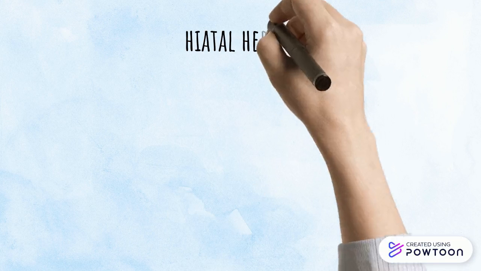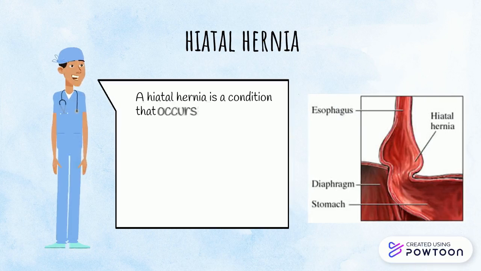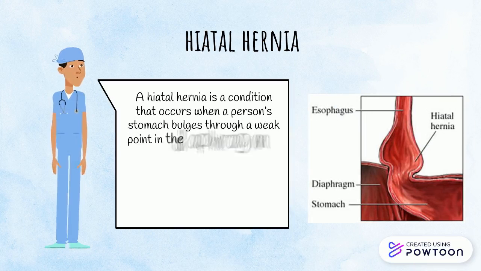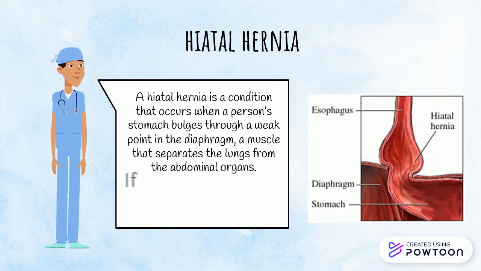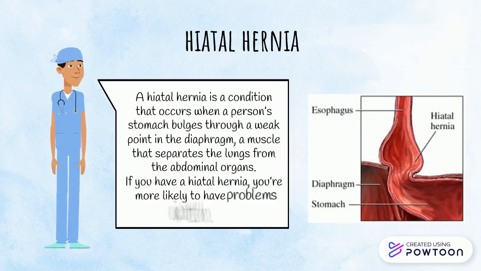Hiatal hernia. A hiatal hernia is a condition that occurs when a person's stomach bulges through a weak point in the diaphragm, a muscle that separates the lungs from the abdominal organs. If you have a hiatal hernia, you're more likely to have problems with acid reflux.